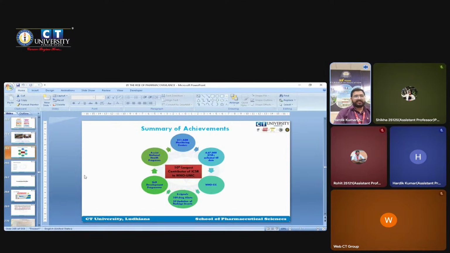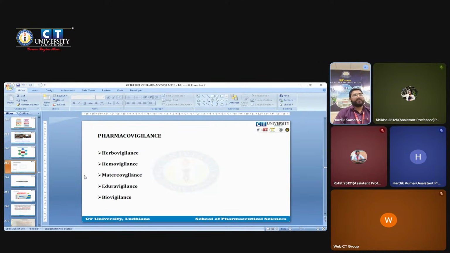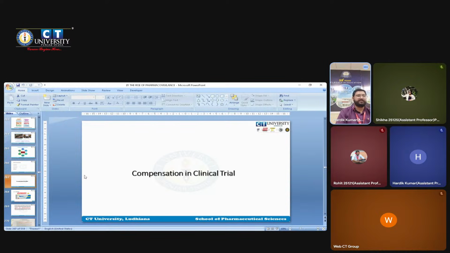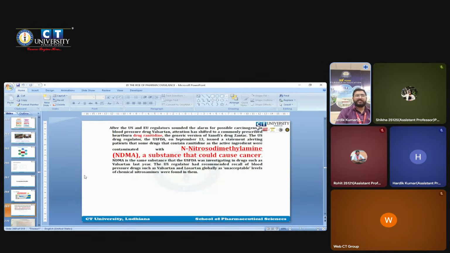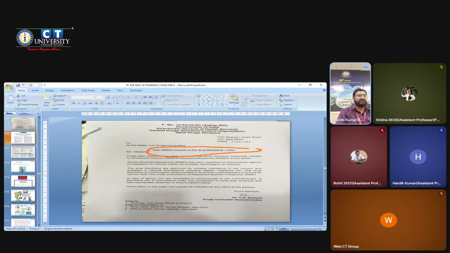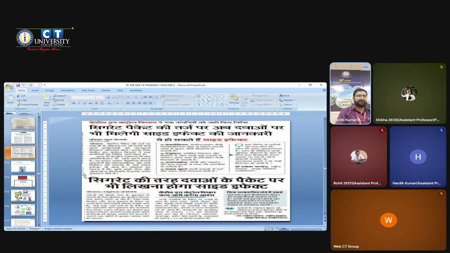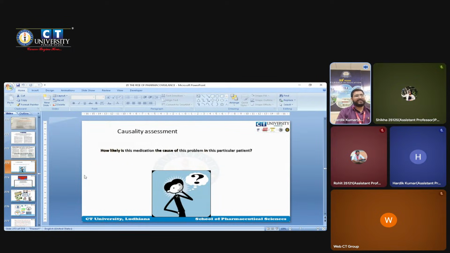The summary of achievements: the 10th largest contributor of ICSRs to the World Health Organization UMC. Beyond pharmacovigilance, they are now going to start herbovigilance, chemovigilance, materiovigilance, and biovigilance. There are some compositions of clinical trials. First is Zantac, ranitidine, which has been regulated by the company. This is the information, this is the news. Then, what is causality assessment?